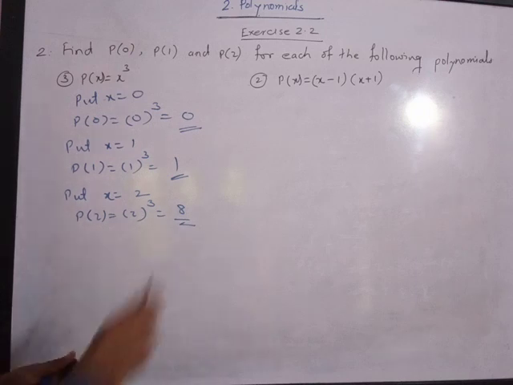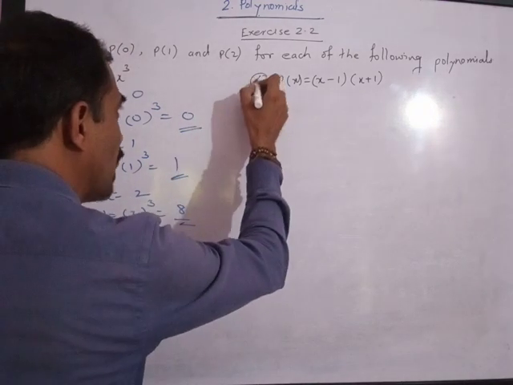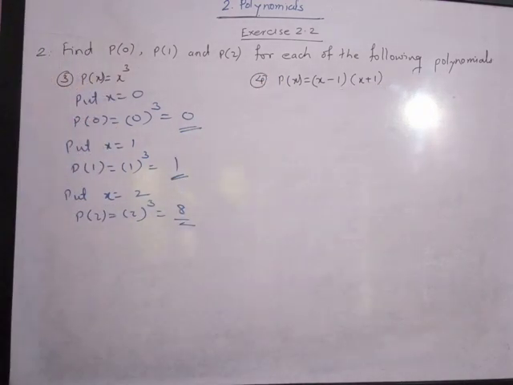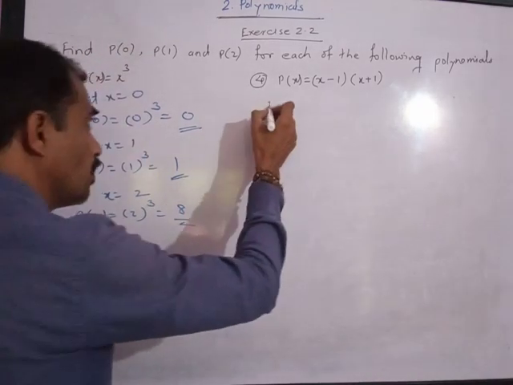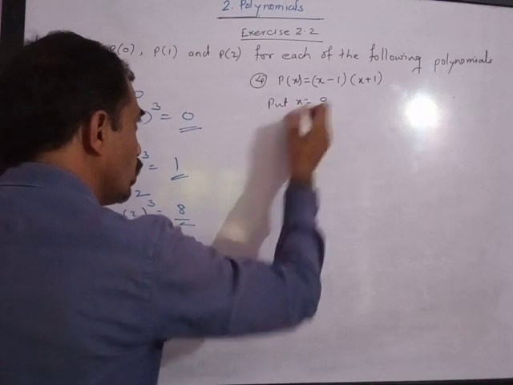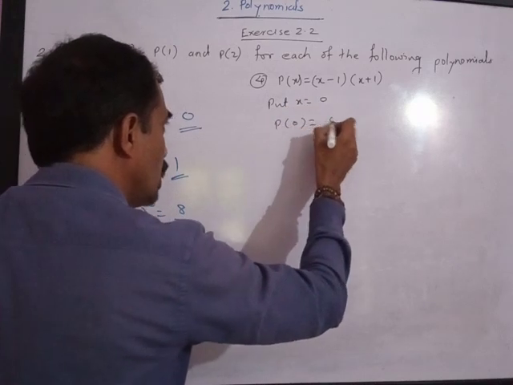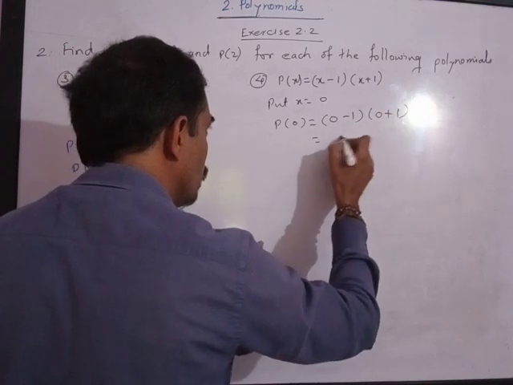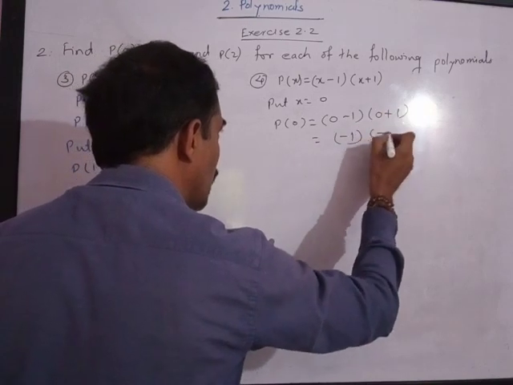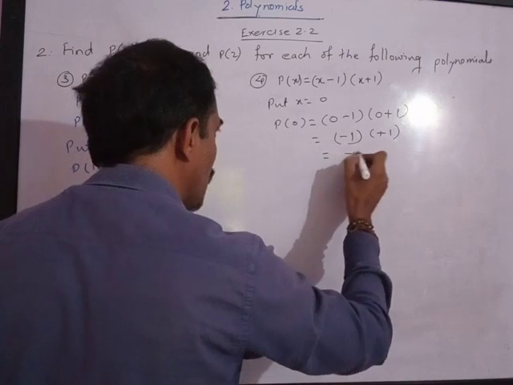Next, fourth question is p of x is equal to x minus 1 into x plus 1. So in order to find p of 0, put x is equal to 0. So you will get p of 0 is equal to 0 minus 1 into 0 plus 1. So that is equal to minus 1 multiplied by plus 1, that is equal to minus 1.